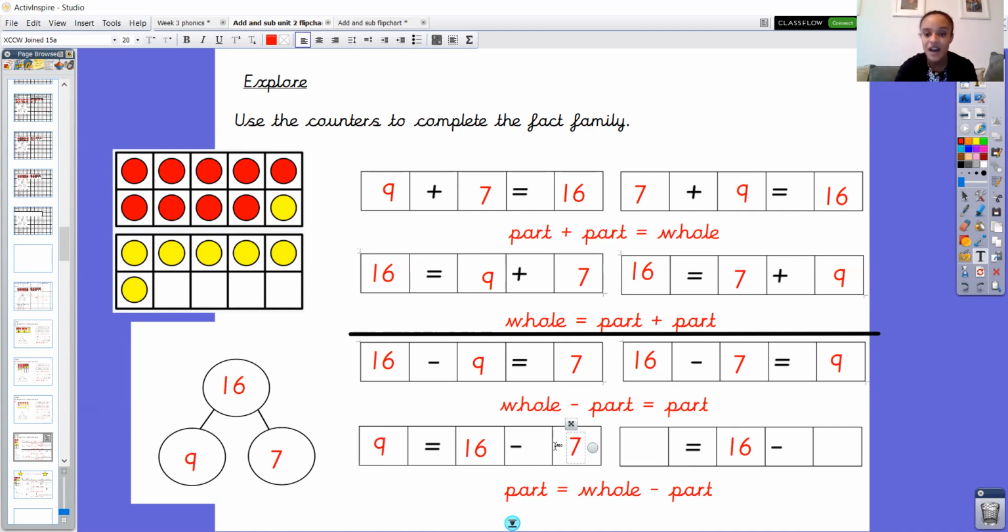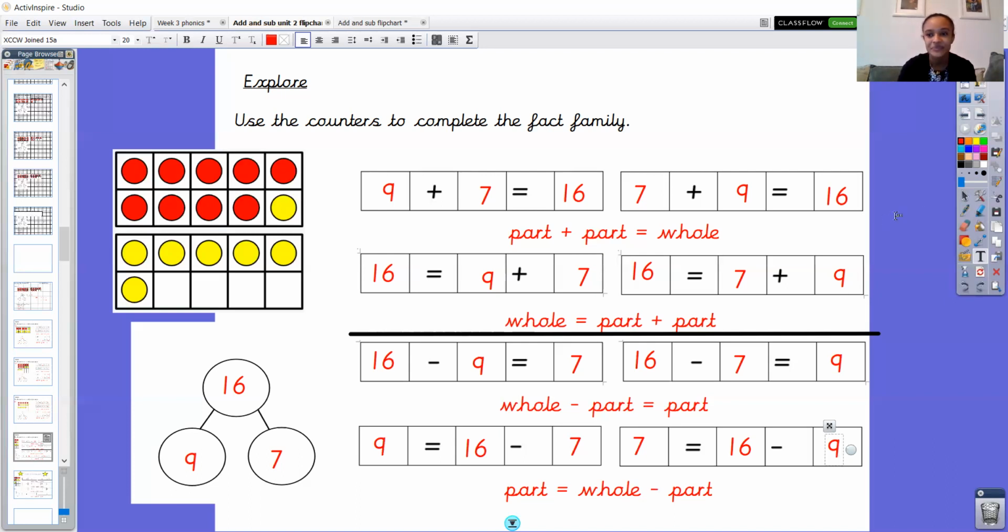I've just put my part first. But this time I'm not going to put 9 as my part here because I've done that already. So I'm going to swap my two parts around. So this time 7 comes first. 7 equals 16 take away 9. Can you remember? It's tricky, isn't it? But well done if you've kept up with me there, because it's all going to come back to you, and I know that you can all do it.